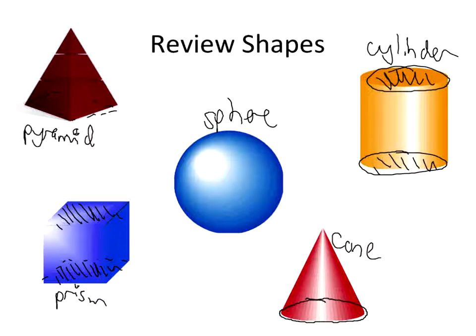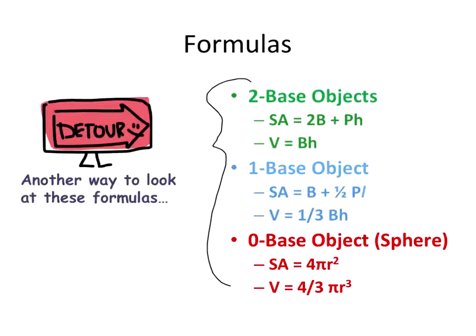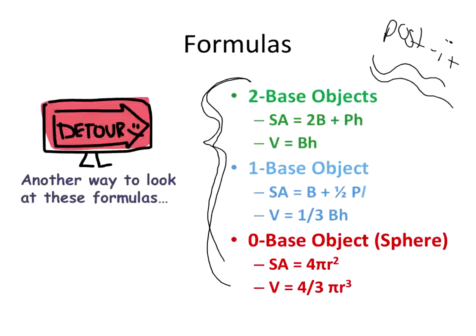So if we're going to add this to our notes, we could say this is 1 base, this is 1 base. Next I have ones with 2 bases, so that would be my prism and my cylinder. Then I'm left with the shape in the middle, which is a sphere, and that actually has 0 bases. It does not have a top or a bottom. Okay, so keep these formulas handy. I would even put a post-it note on this page, flag it, so that you have it for every quiz and every test. You can just come back and take a peek at your formulas.